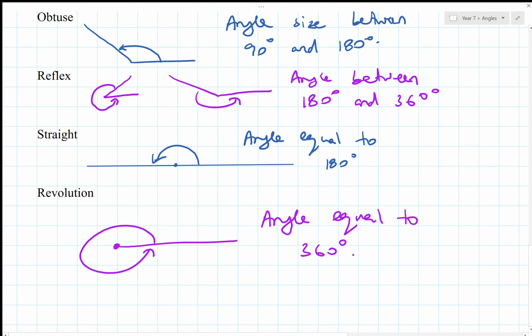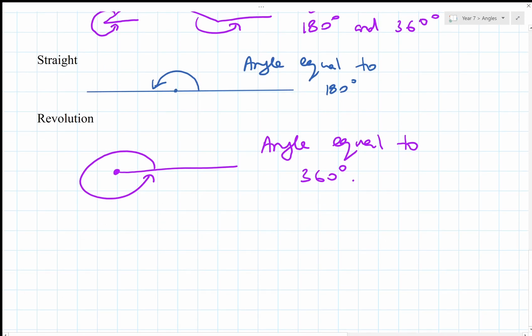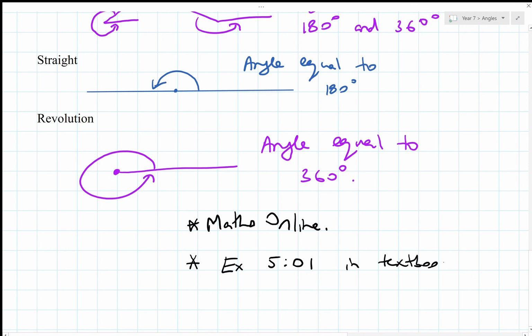Okay, so what do you have to do next? Once you've finished taking notes on all of this, I've set a Maths Online task that you must finish. And if you want some more work, you can go to exercise 501 in the textbook for some more practice.